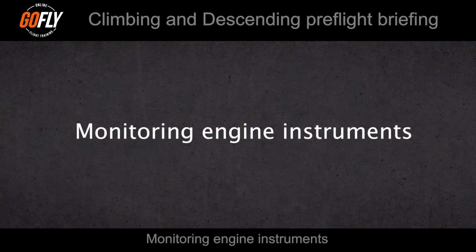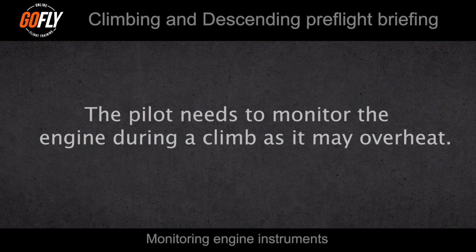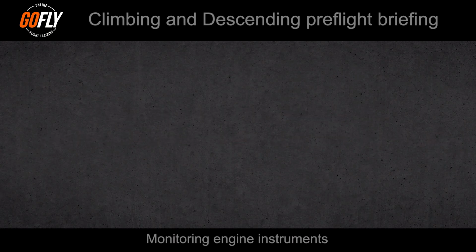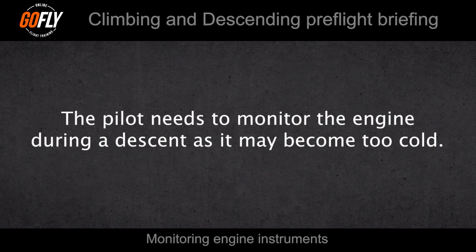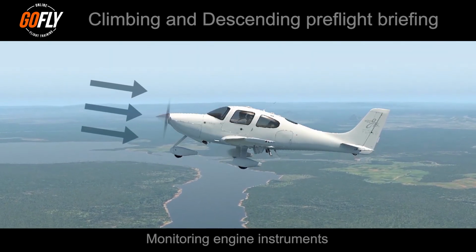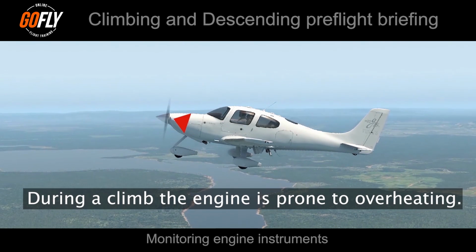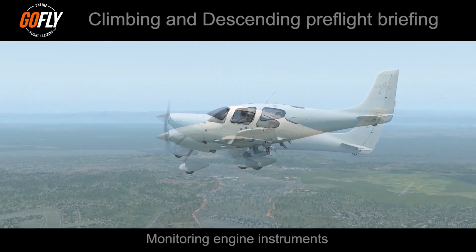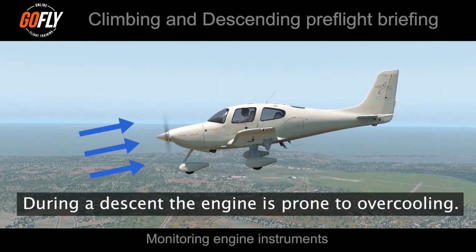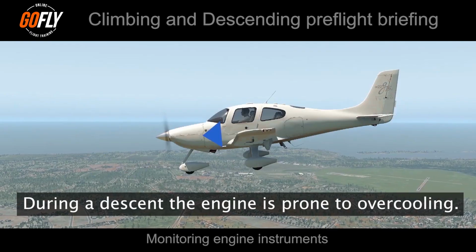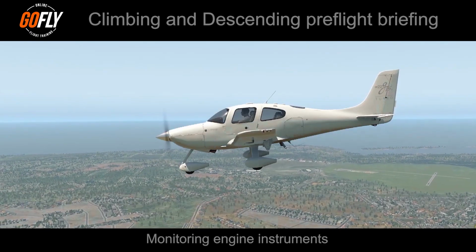The pilot must remember to monitor the engine instruments during a climb to ensure the engine does not overheat, and monitor the engine instruments during a descent to ensure the engine does not become too cold. During a climb, we have less airflow flowing through the engine and a high power setting, therefore it can be prone to overheating. During a descent, we have more airflow flowing through the engine and often a low power setting, so overcooling is a possibility.